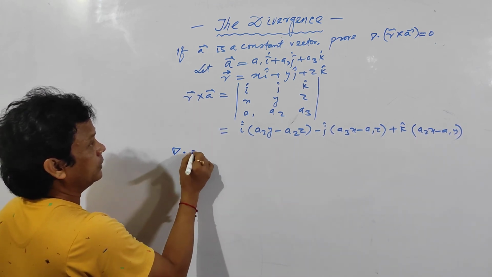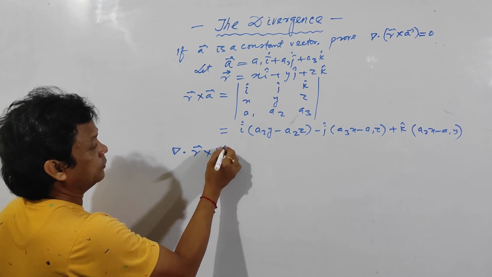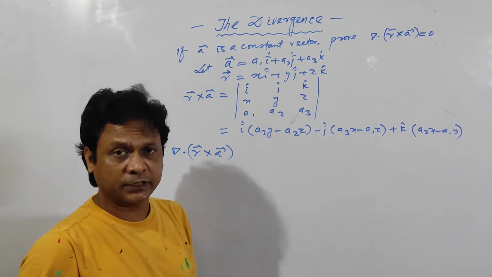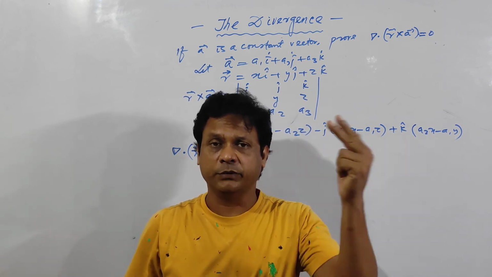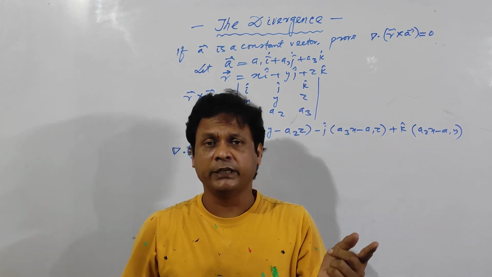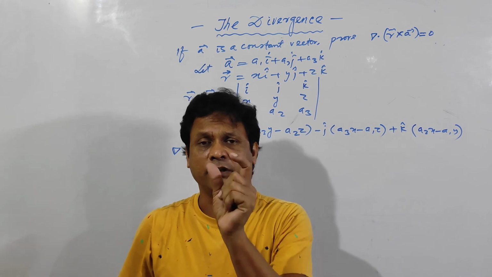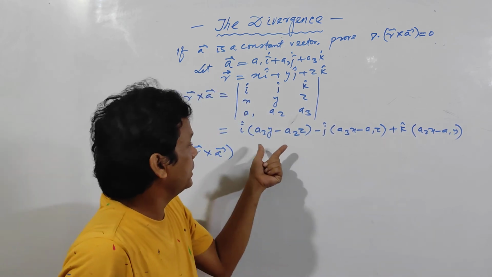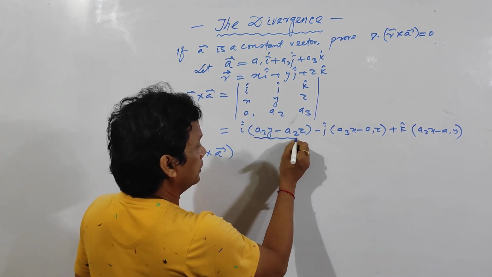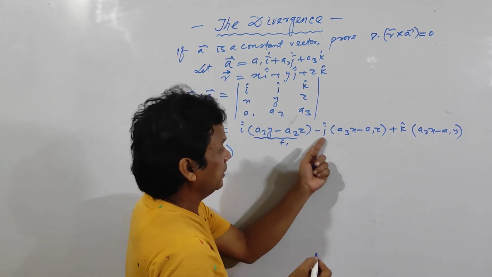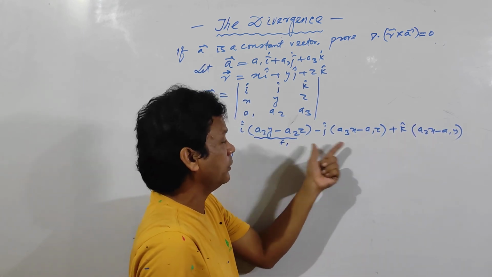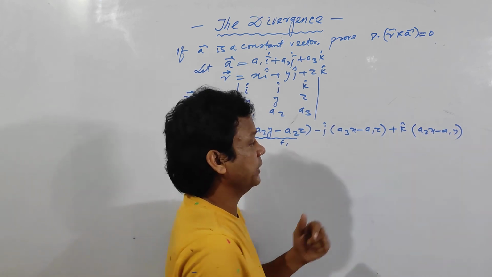Now del dot r vector cross A vector. I have told you how to find out del dot A vector. It is del f1 by del x plus del f2 by del y plus del f3 by del z. What are f1, f2, f3? These are the scalar components of a vector. So see here, this one is f1 and minus of this one is f2, and this one is f3.